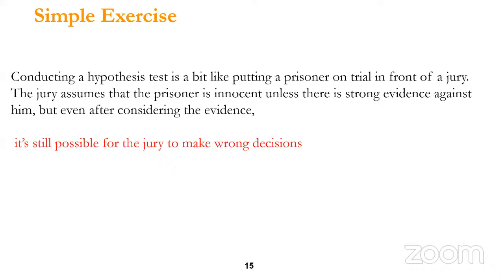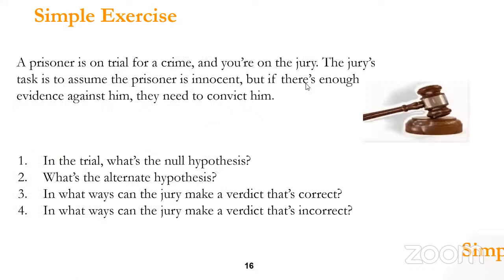Until it is proven otherwise, the prisoner will be innocent. That is the law, right? So we need to prove the alternate hypothesis that the prisoner is guilty. Here it's still possible for the jury to make the wrong decision. So first of all, we are going to answer four questions: what can be the null hypothesis, what can be the alternate hypothesis, in what ways can the jury make a correct verdict, and in what ways can the jury give a wrong verdict.